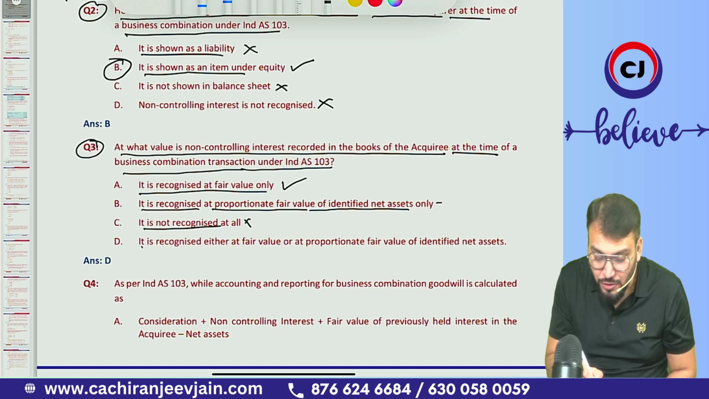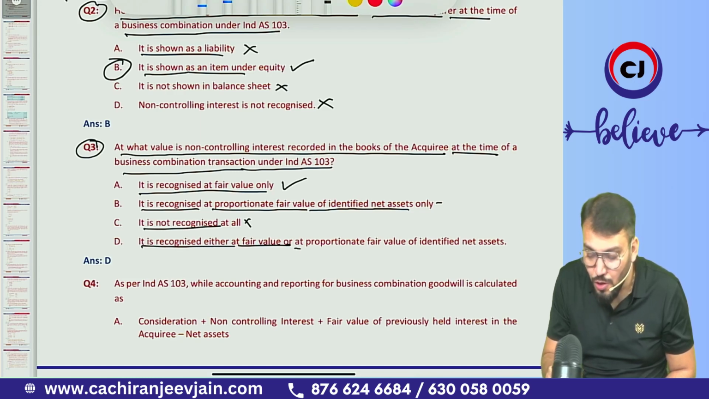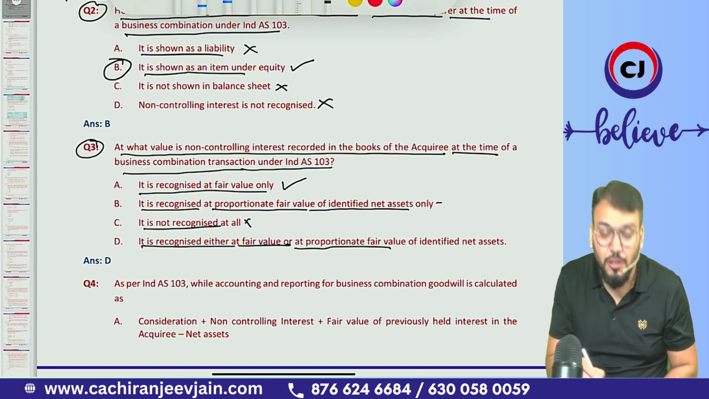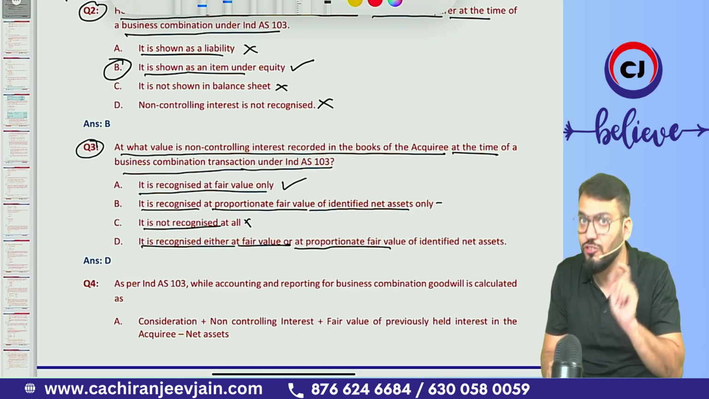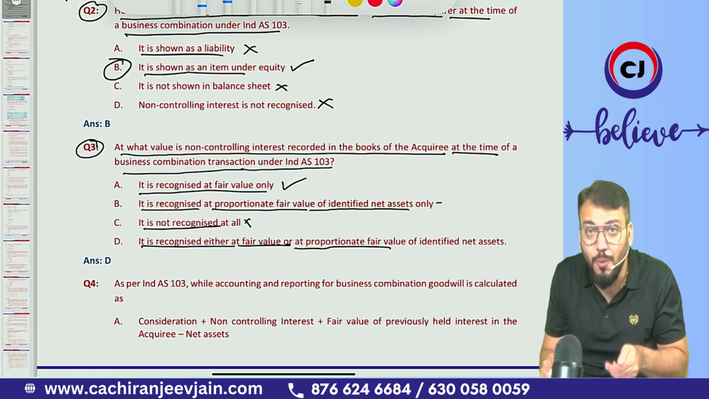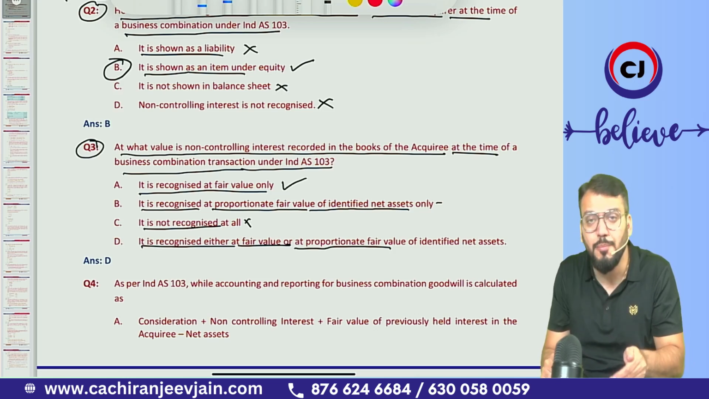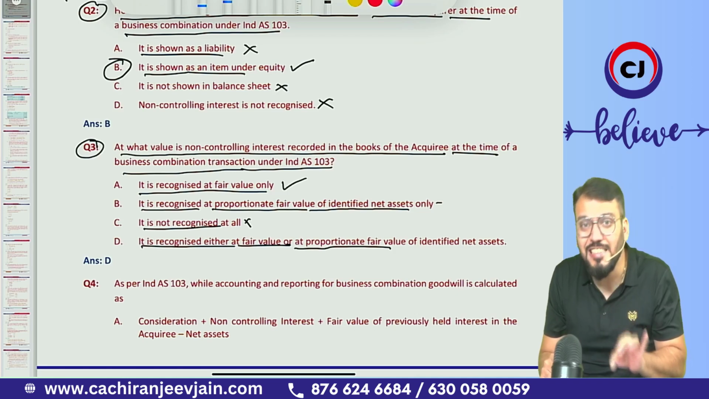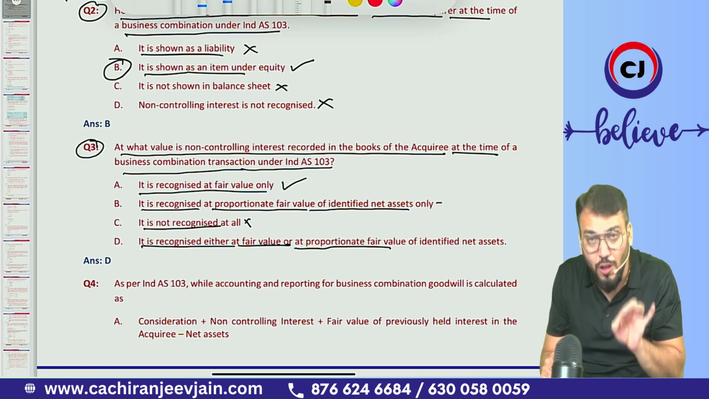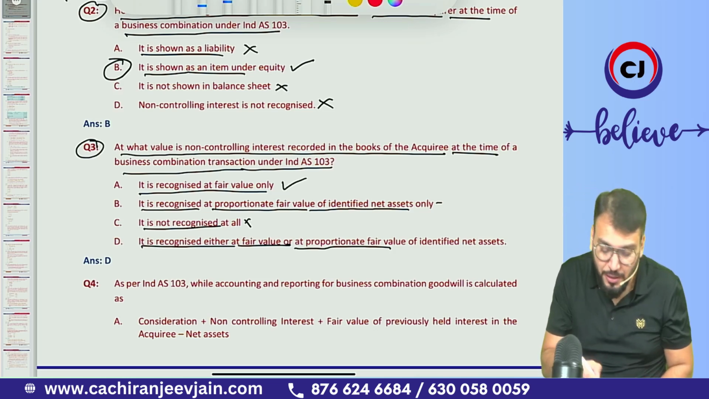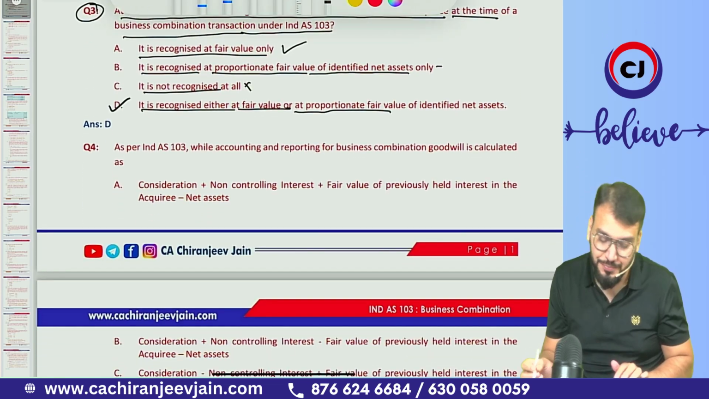This is not correct. It is recognized either at fair value or at proportionate fair value. You can see option number A seems to be correct, but they have said only fair value method. This is not correct. So sometimes what happens is we just read option number A and just select it. This might be wrong. Read all the options carefully. Read all the options, then only make a judgment. So option number D is correct.